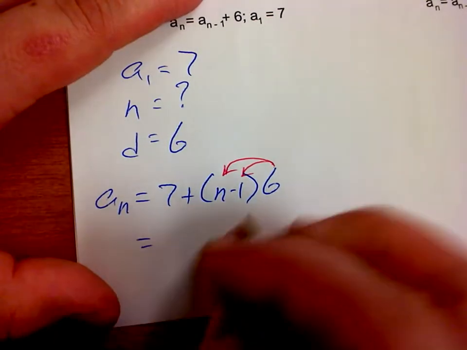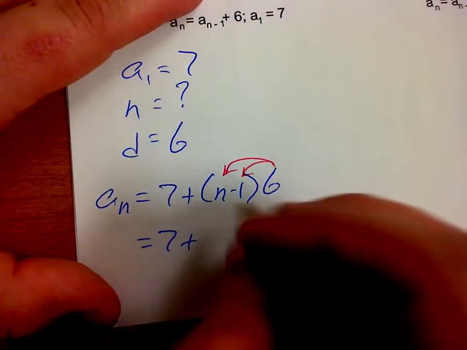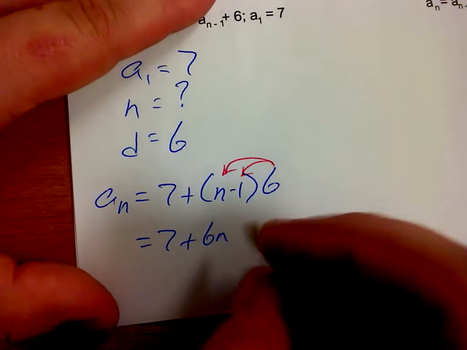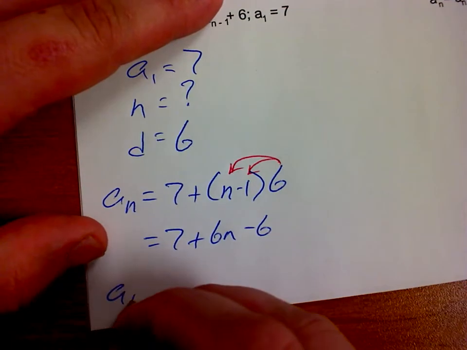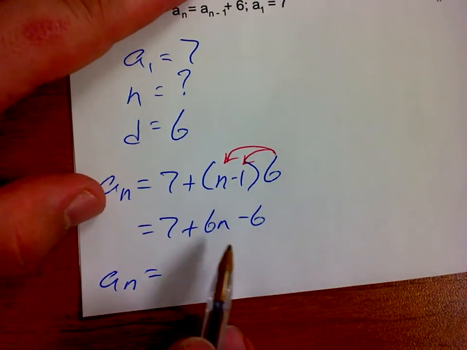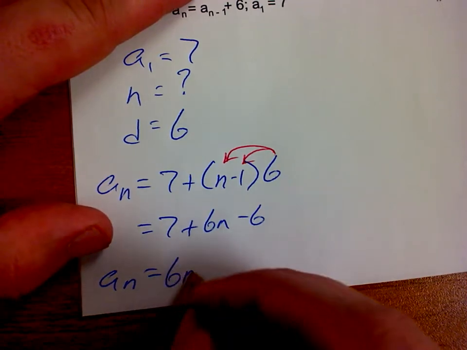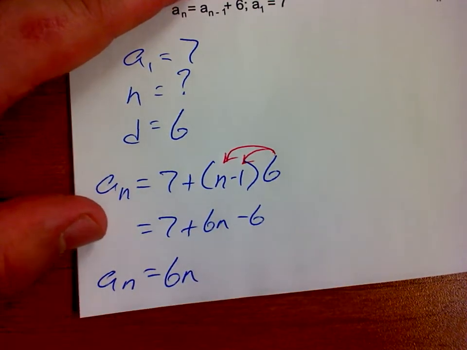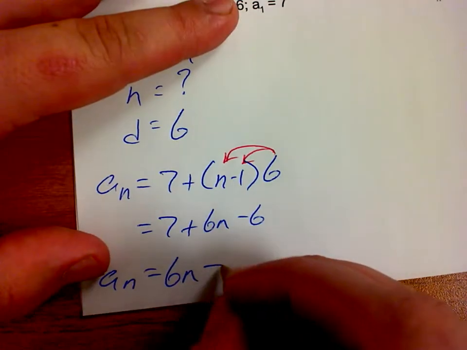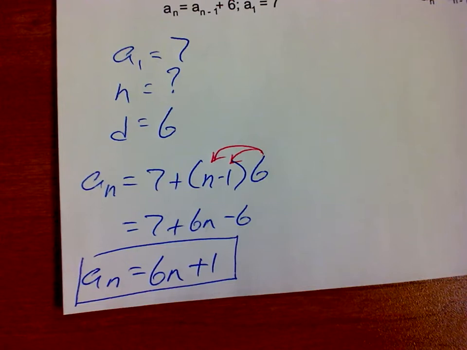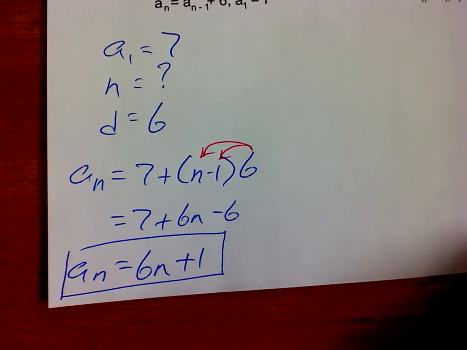So when we distribute, we're going to end up with 7 plus 6 times n, variable times a number, just push them together, and 6 times negative 1 is a negative 6. Now we want to combine like terms, combine all terms that have an n. Only one of the three has an n, so we're going to go ahead and write it out front. Leaves us with 7 minus 6, which gives us a positive 1. That is our explicit formula from a recursive formula.